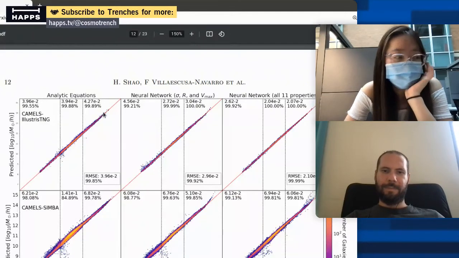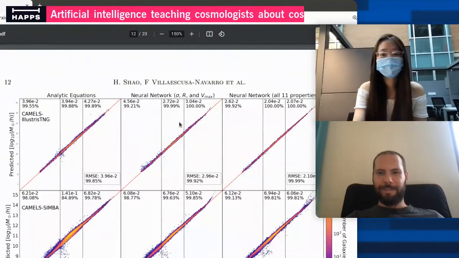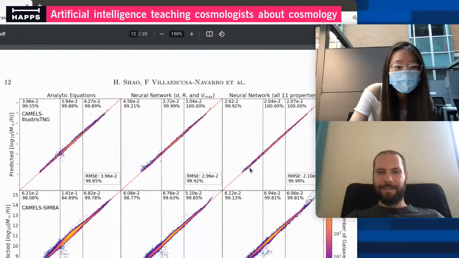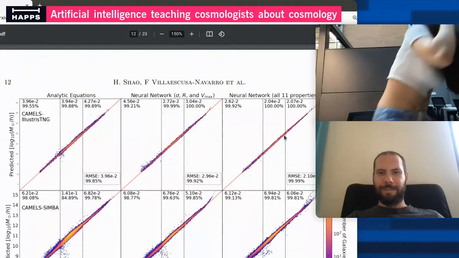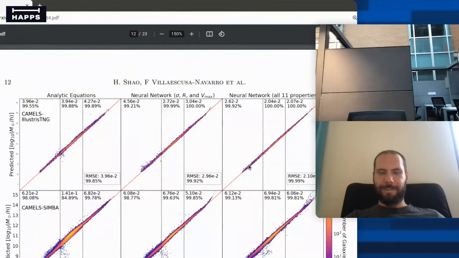Hopefully I've picked the right plot. It's a bit tricky with the, oh no, these are the analytic equations. Sorry, this is the neural network here. This is the best prediction by the neural network. Yeah. So it is showing that your neural network is doing a very, very good job of predicting it.